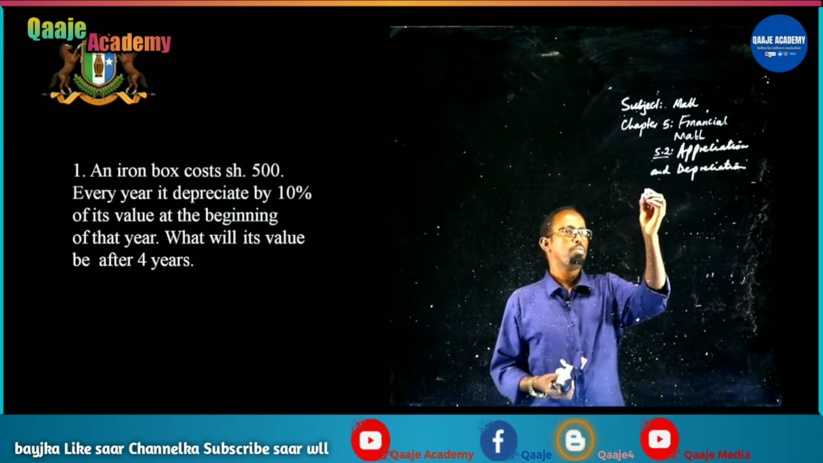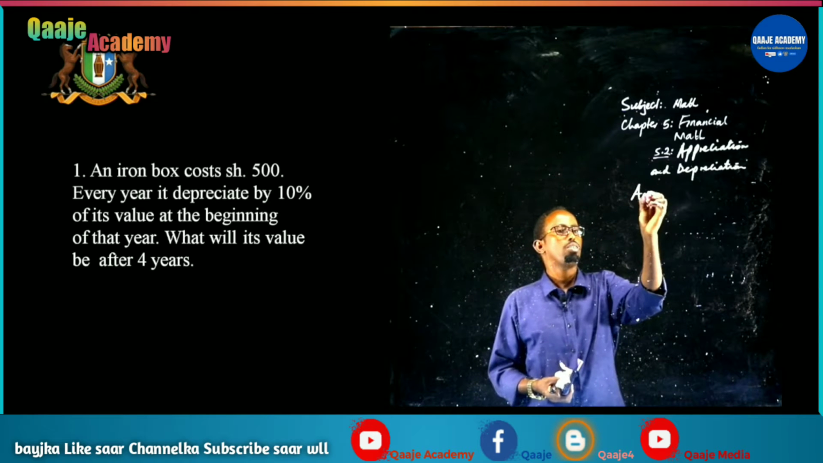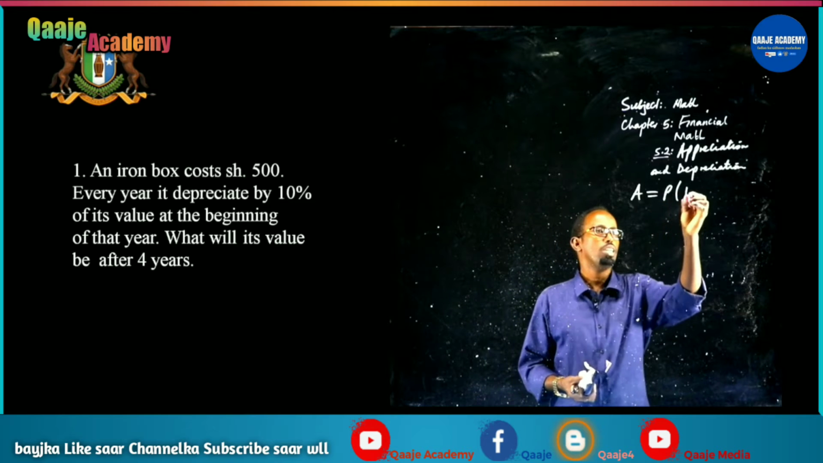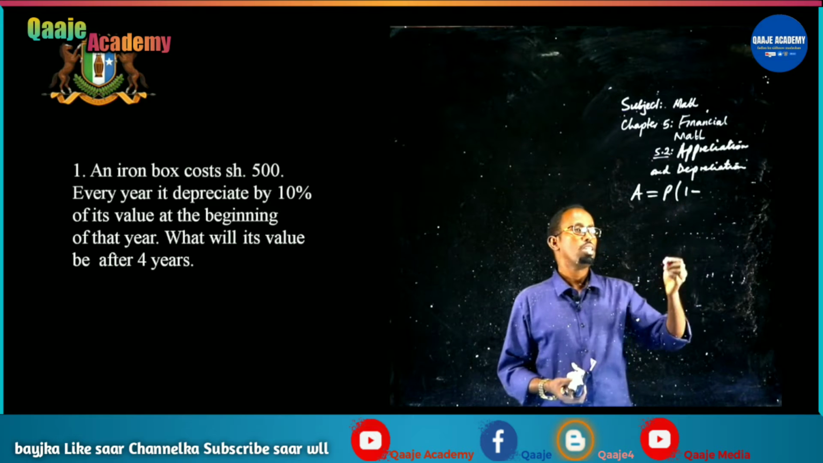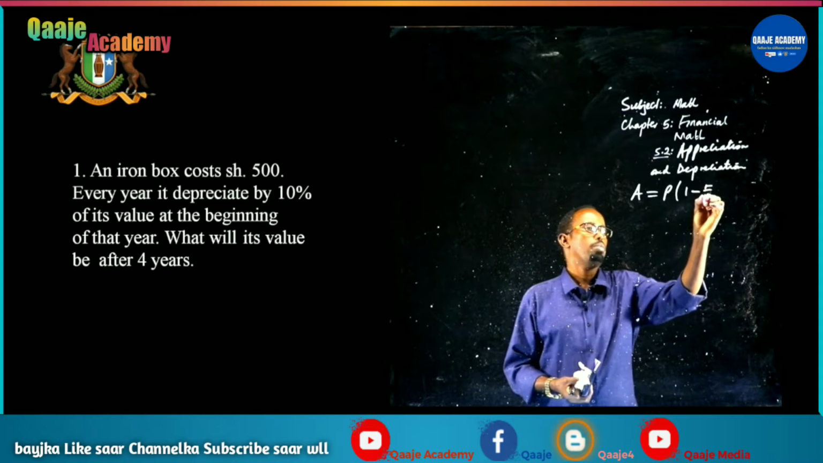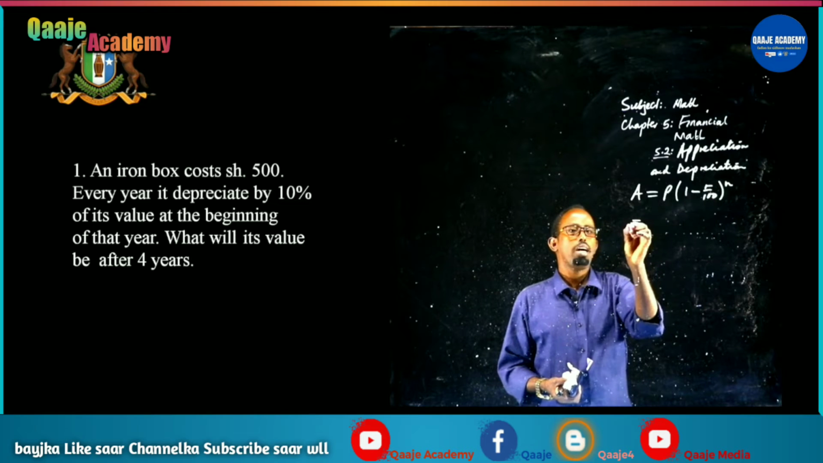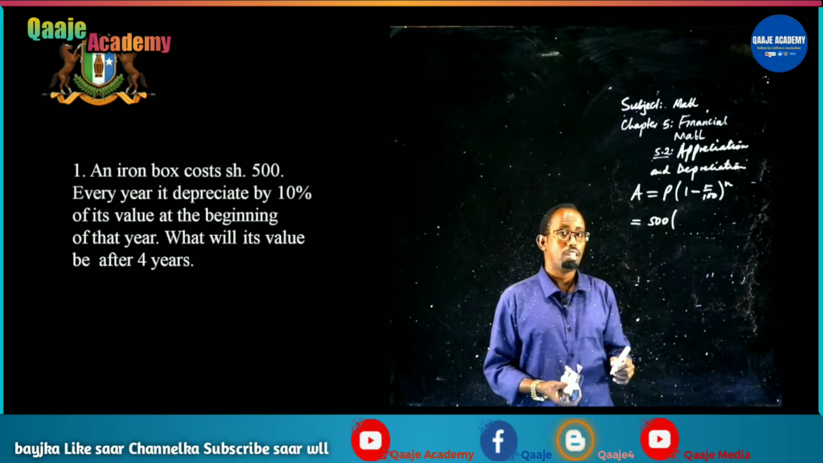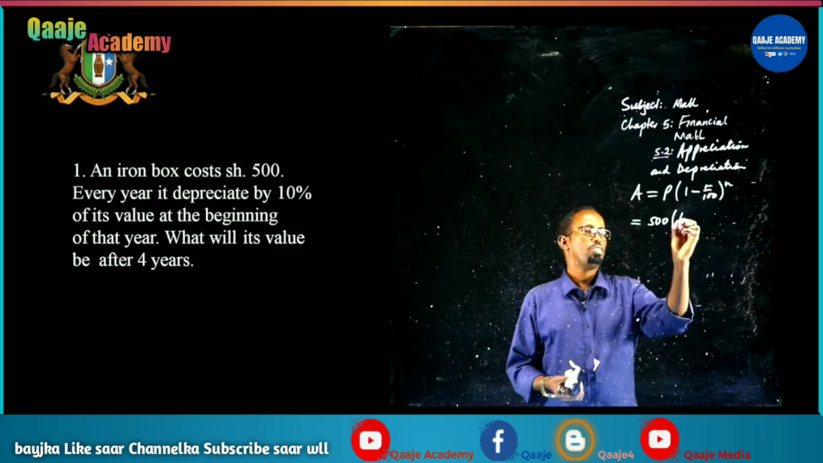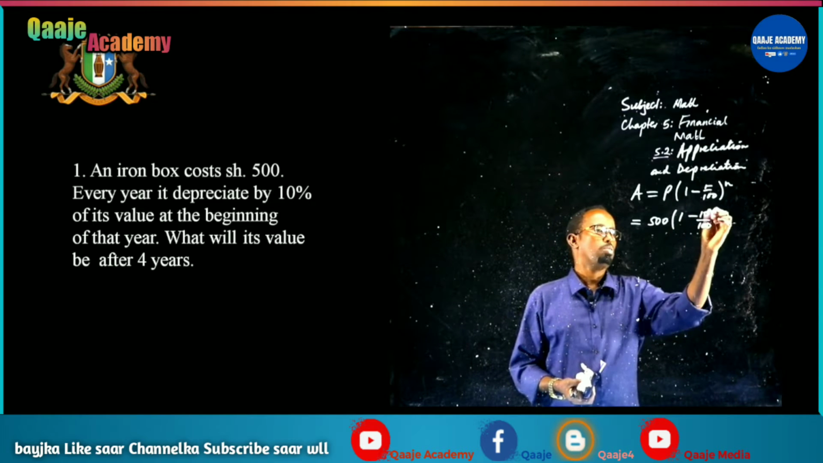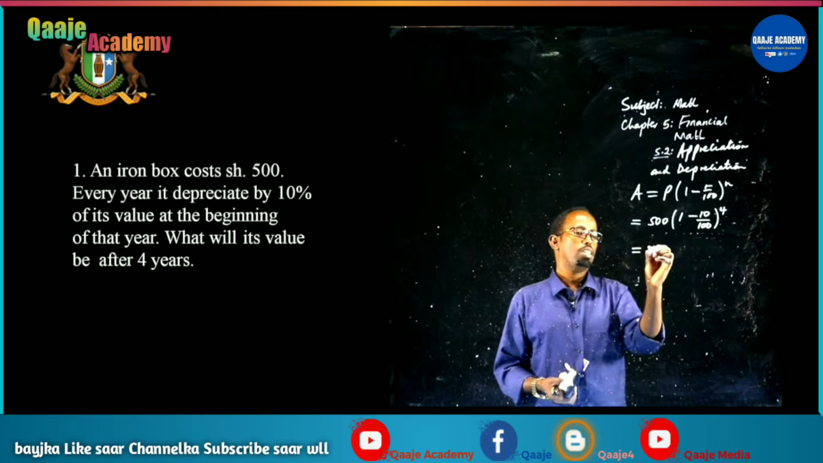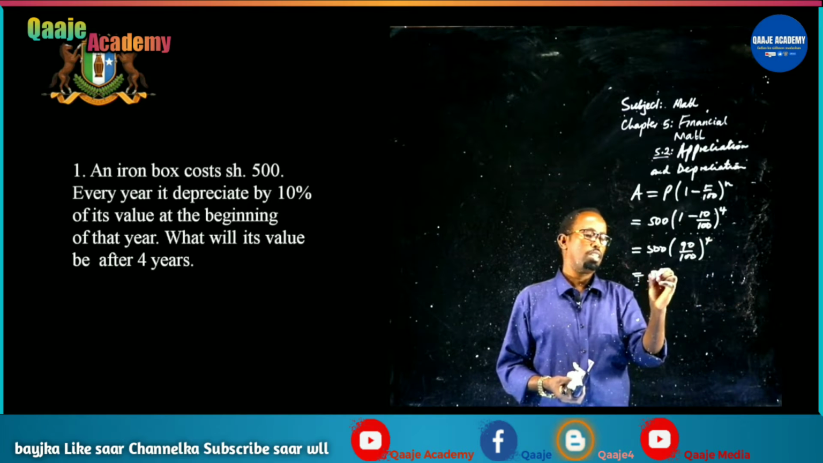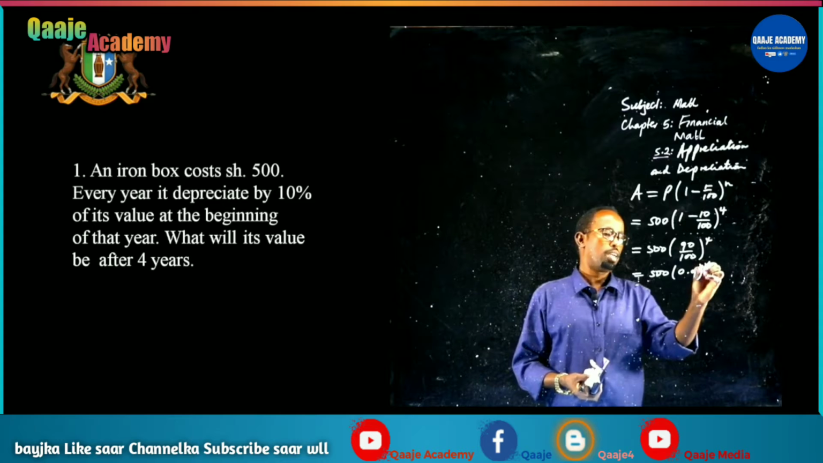Now we will be using the same formula for compound interest. We know that A is equal to P into bracket 1, instead of addition this time this one becomes minus because this one is depreciation, R divided by 100 into bracket N. We know the amount is 500 shillings. It depreciates in value every year by 10%, so therefore this will be minus 10 out of 100, into bracket 4 years. So this will be 500 into bracket, this is 90 divided by 100, into bracket 4, this will be 500 into bracket 0.9 into bracket 4.